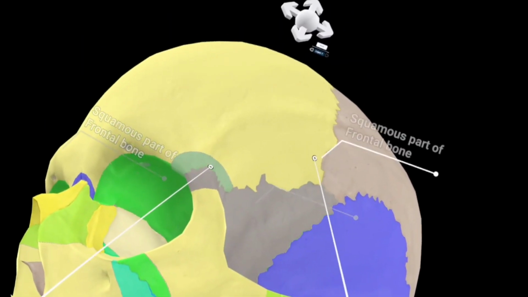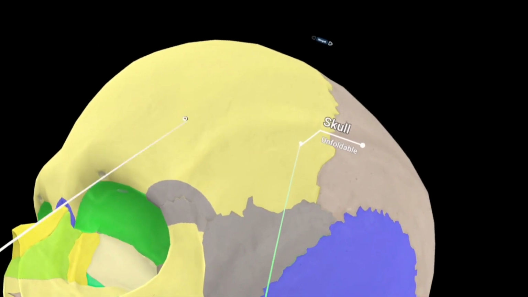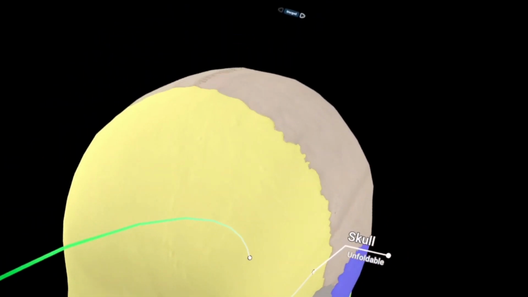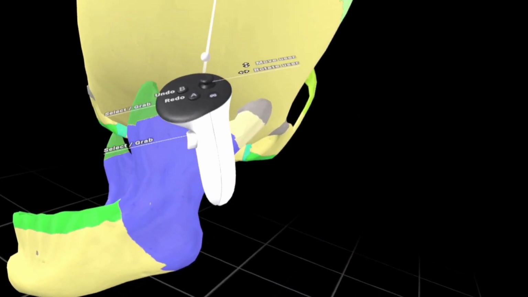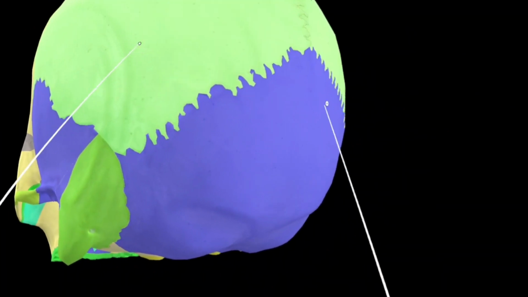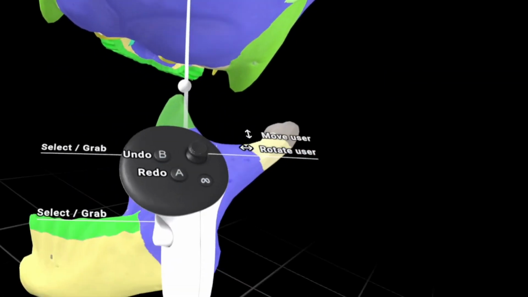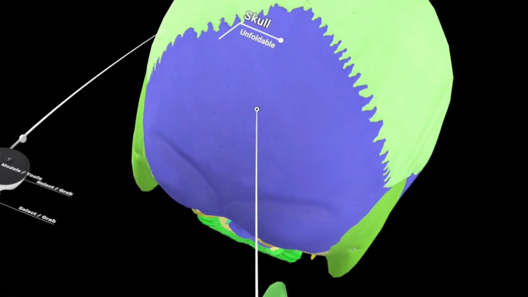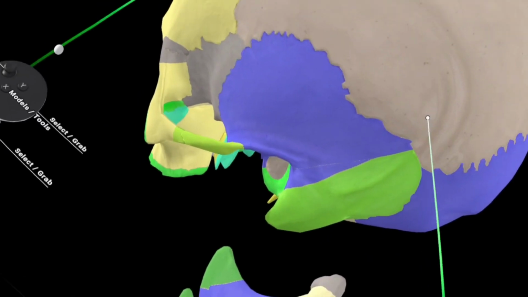Let's lock it back in so we can rotate the skull. Here we have the coronal suture going all the way across the top of the skull. The coronal suture. And then we have the lambdoid. It looks like lambda. The Greek letter lambda. Lambdoid suture. That's the upside down V.